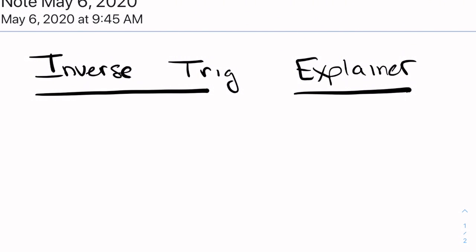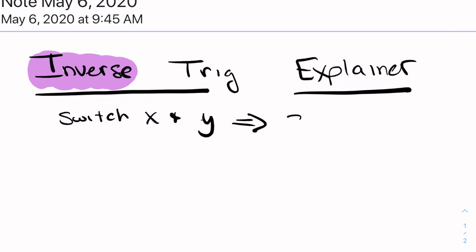So by request, here is an explainer video going over the intricacies of inverse trig. Now, off the top of the bat, we need to focus on the idea of what an inverse is. If we go all the way back to chapter 5, an inverse simply was where we switch the x and y value. Switch x and y, then solve for y. That was the process of finding an inverse.